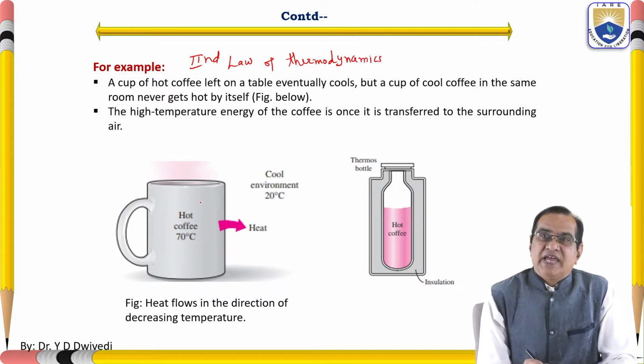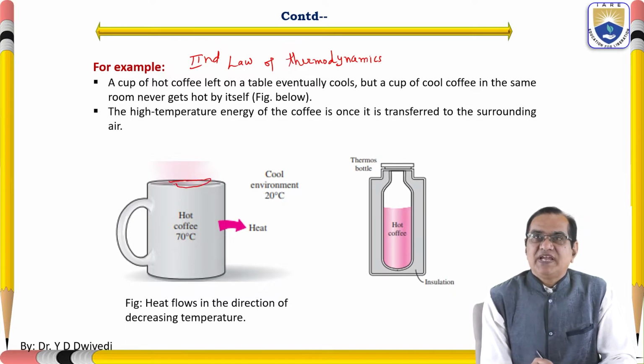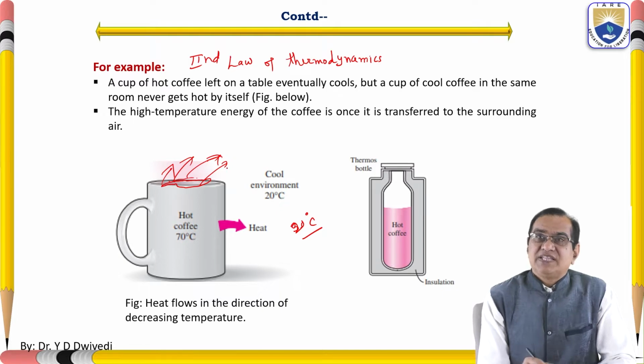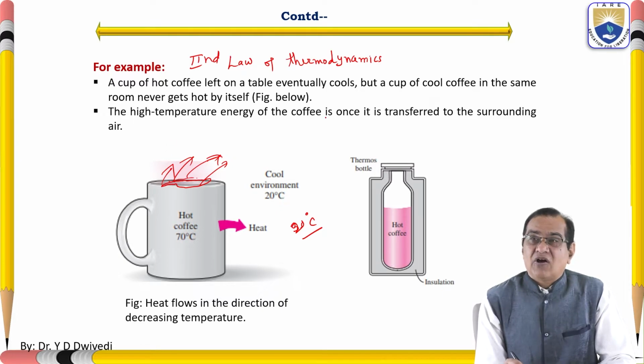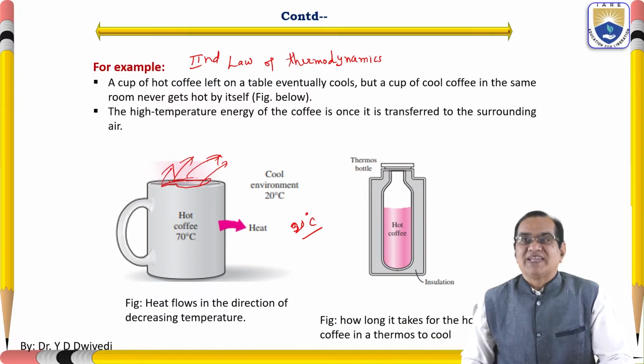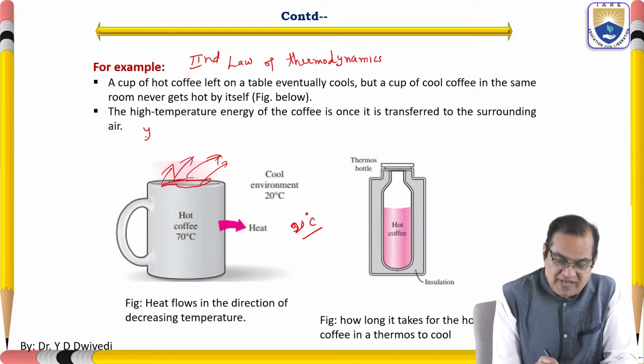If you have hot coffee at 70 degrees centigrade, filled inside here, slowly your heat will go out, and this 70 may become 30 degrees centigrade. So this high energy is mixed in the cool environment here, 20 degrees centigrade. This high temperature energy of the coffee, once it is transferred to the surrounding air, will never come back again.